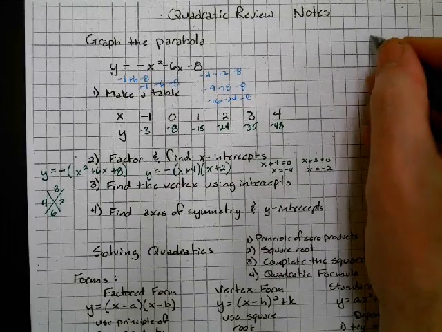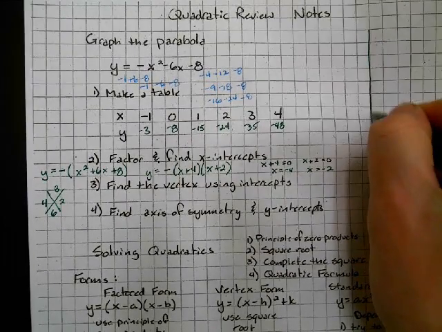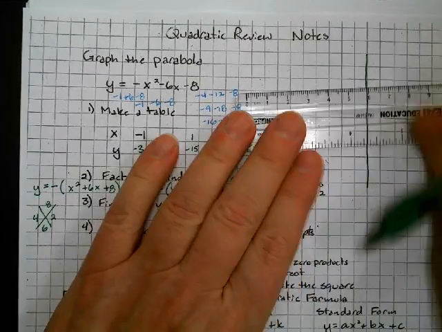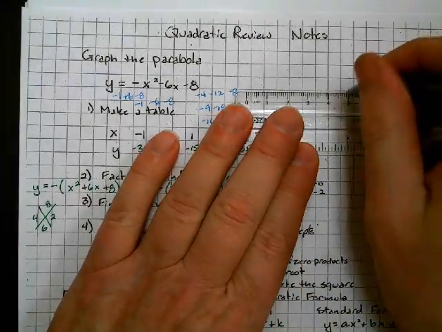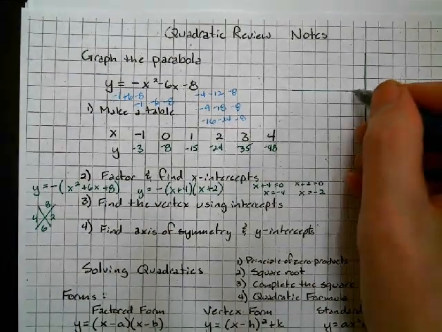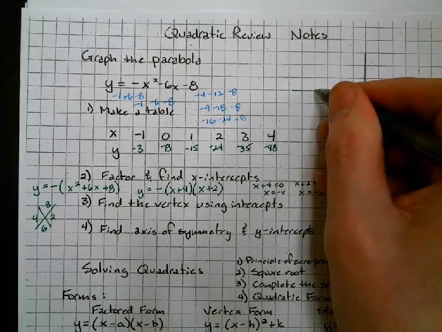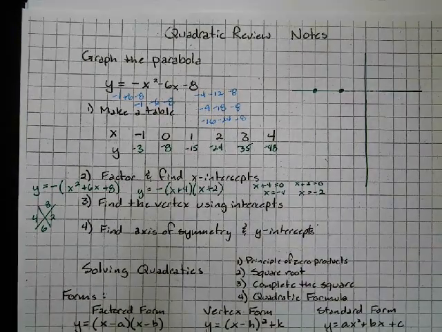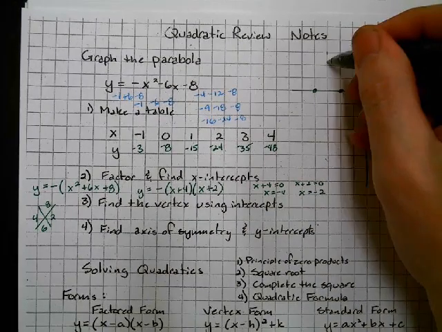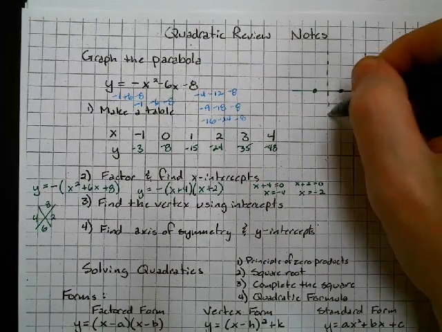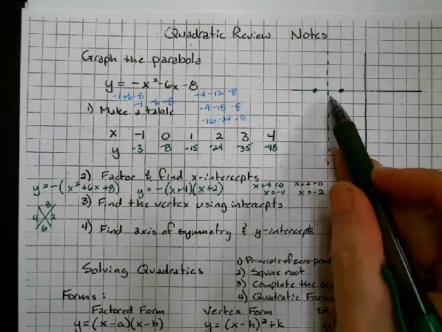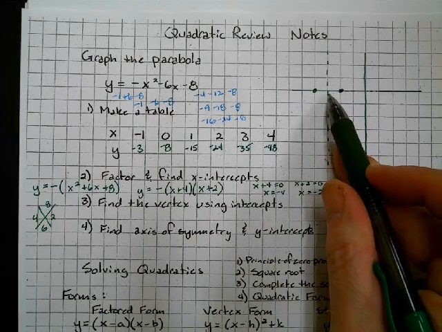So if I decided to graph this now that I know that, I guess I should use a ruler, maybe. Now I know that my intercepts are at -4 and -2. So my intercepts are here and here. Okay, that means that my axis of symmetry is right in between them. And my vertex should be somewhere on that axis of symmetry. That axis of symmetry is at -3, an x value of -3.